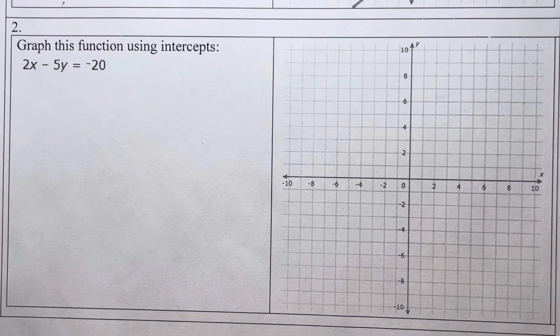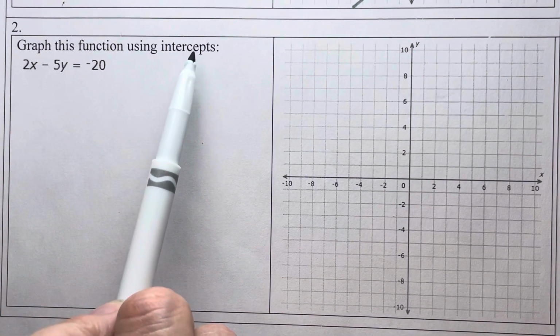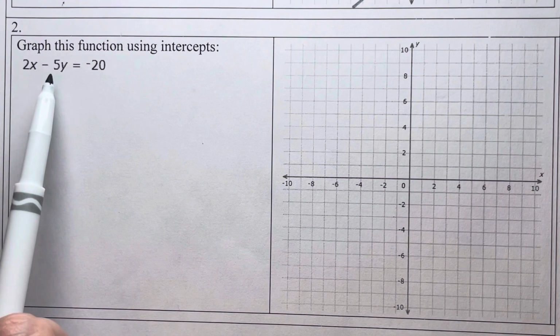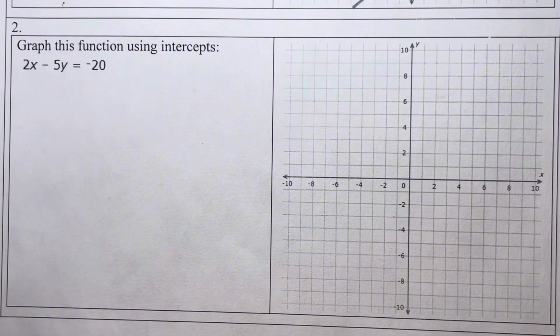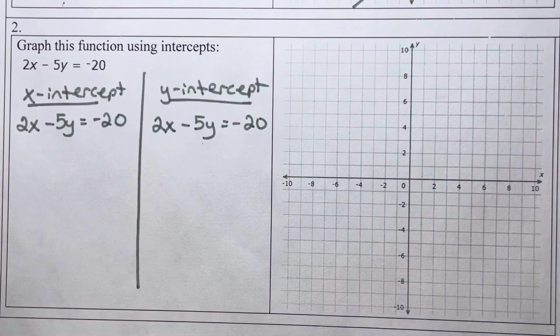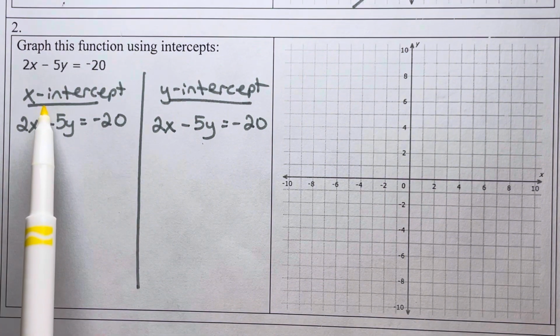Example 2. We're going to graph this function using intercepts, where 2x minus 5y is equal to negative 20. Now that we have our paper organized and spaced out, let's see if we can find our first intercept.